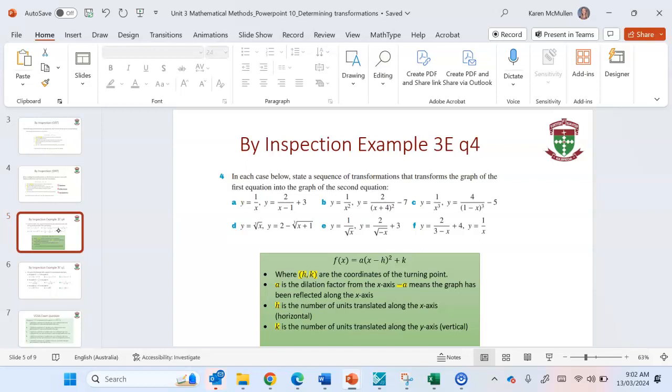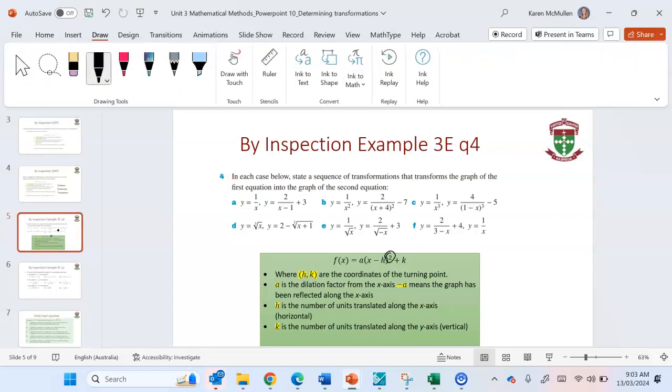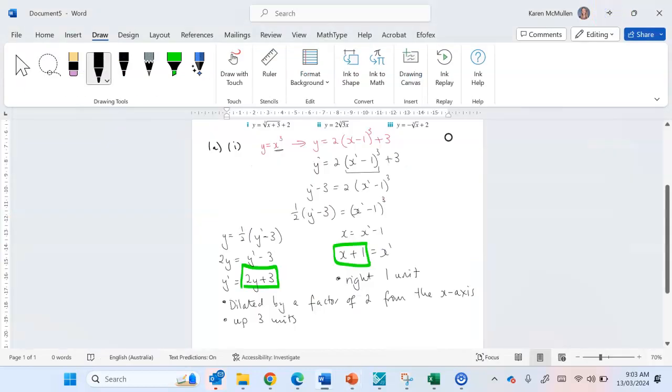So your value of A is your dilation factor from the x-axis. If it's negative, it's been reflected. H is your translation along the x-axis, and K is your translation along the y-axis. So this squared here, in this case, you could say it's also your cubed. It doesn't actually make any difference because when you have a bit more experience with transformations, you'll see it's pretty much just the same thing as parabolas, and it applies to cubics, and it applies to other graphs as well. It's just probably a little bit harder to see. So we're working with cubics, so it's not too bad.